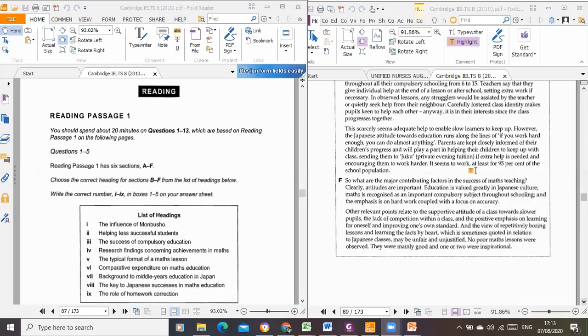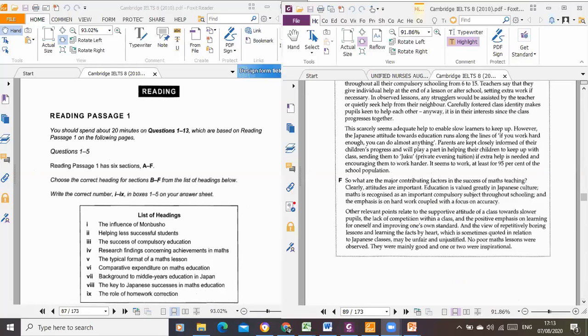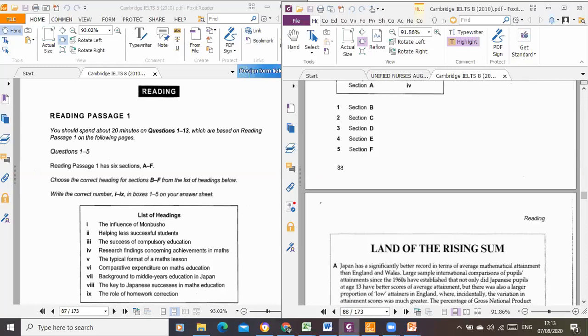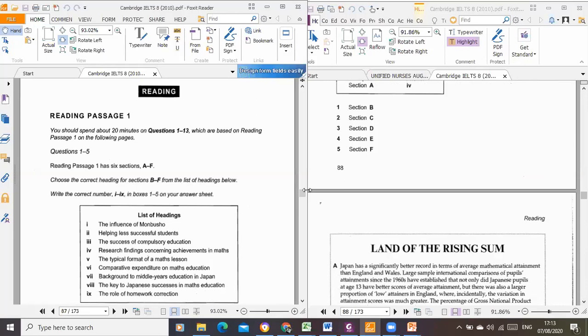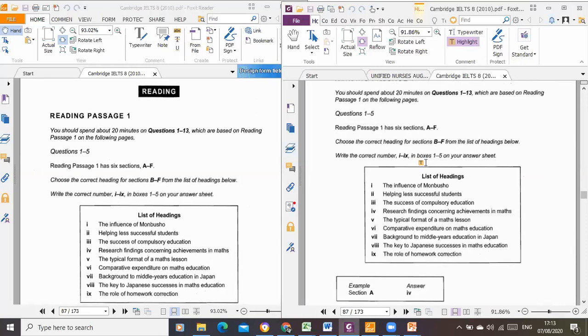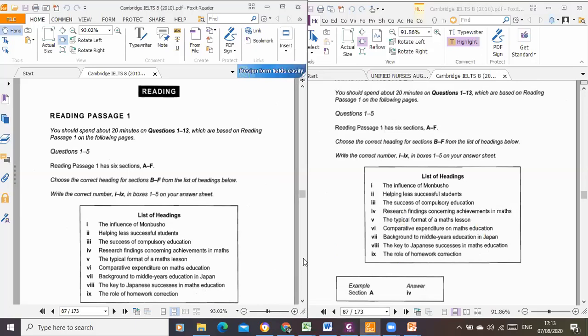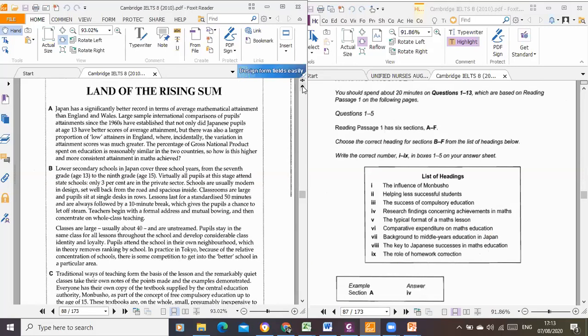So I'm sure everybody can see my screen. This is Cambridge IELTS test 4, reading passage 1. The PDF on my left will be for the passage, the land of the rising sun, while the one on my right will be for the questions. So let's start.